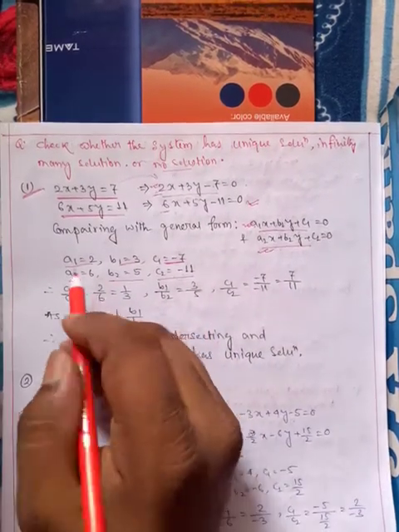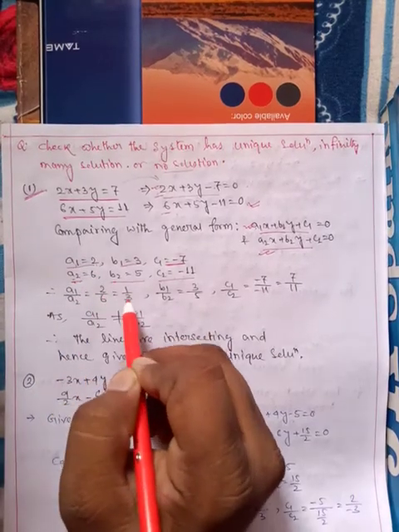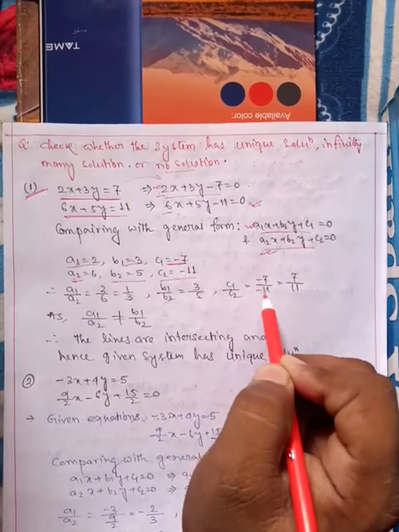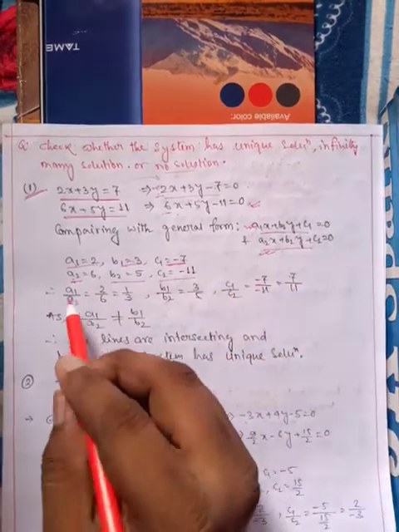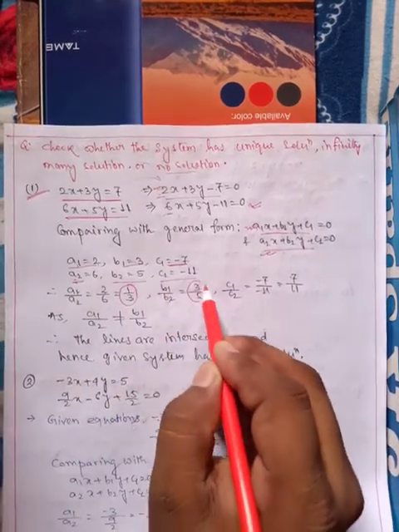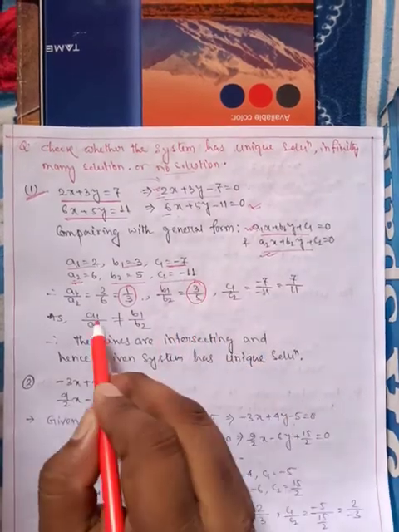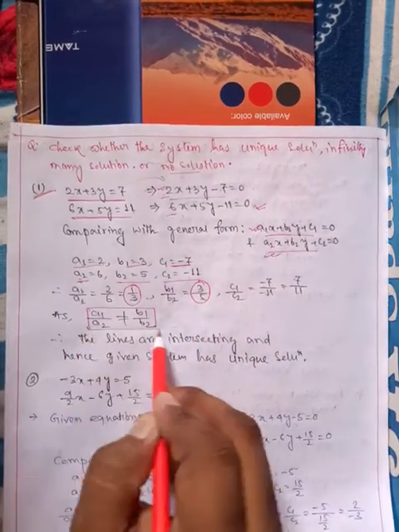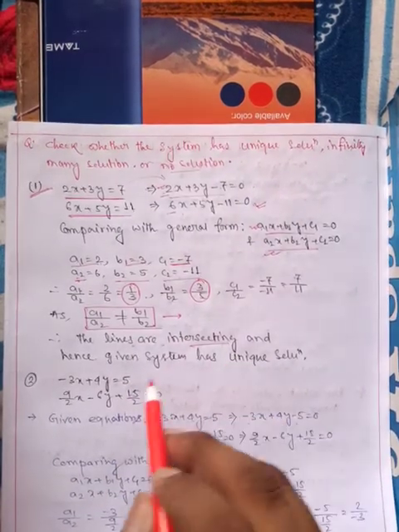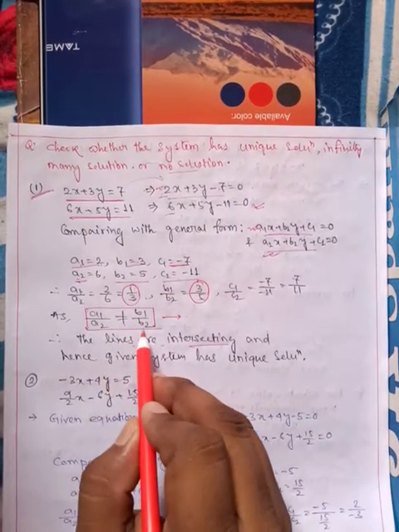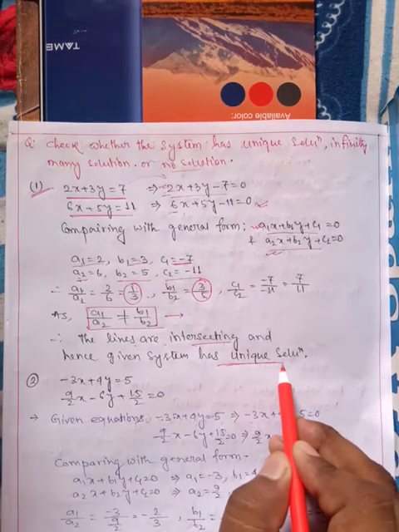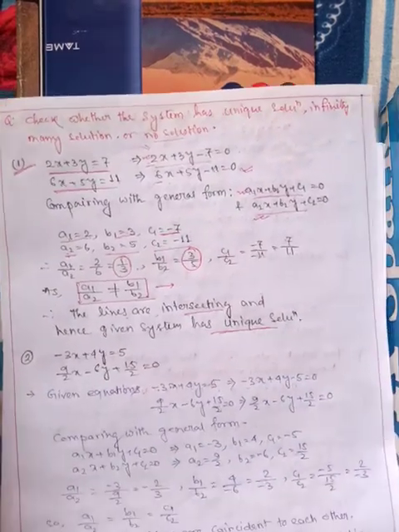So find the ratio a1 by a2, that means 2 by 6, that is 1 by 3. b1 by b2, that means 3 by 5. c1 by c2 means minus 7 by minus 11, that is 7 by 11. So you can see here the a1 by a2 ratio is 1 by 3 and the b1 by b2 ratio is 3 by 5. So they are not equal. So a1 by a2 not equal to b1 by b2. So they are intersecting lines, and when a1 by a2 is not equal to b1 by b2, we say that the system has a unique solution.